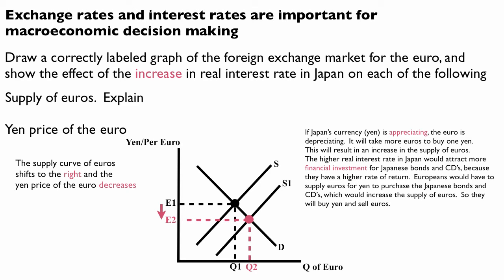The higher real interest rate in Japan would attract more financial investment for Japanese bonds and CDs because they have a higher rate of return. Europeans would have to supply euros for yen to purchase the Japanese bonds and CDs, which would increase the supply of euros. So they will buy yen and sell euros.